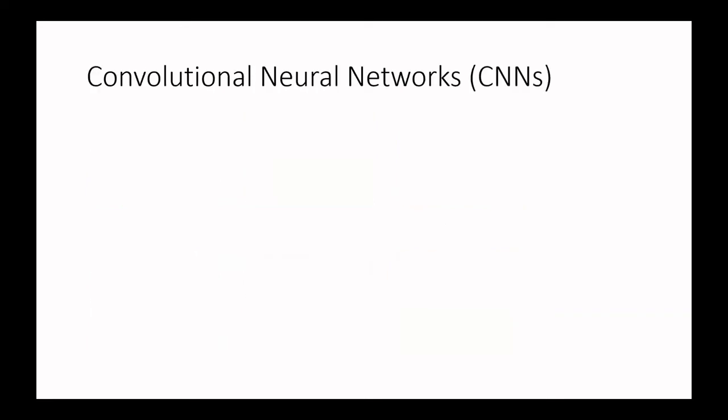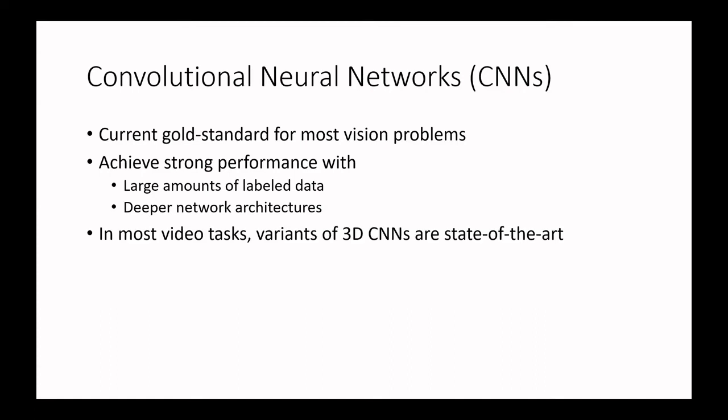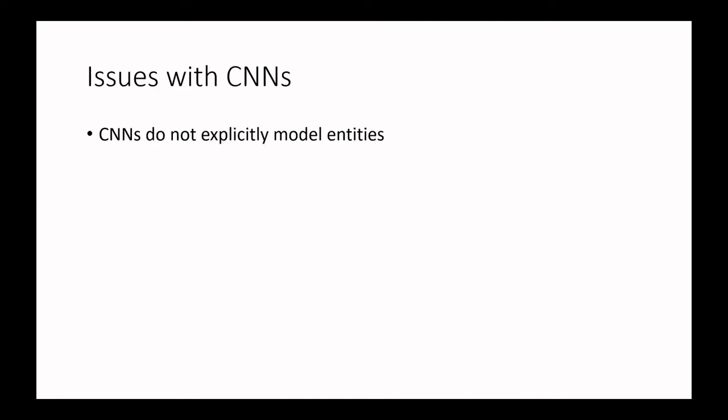So now, most of the work you have learned in 5415, and so far what I have talked about is using CNNs, the convolutional neural network. That's kind of the gold standard, and it achieves strong performance. It needs a large amount of labeled data, deeper architectures, and all this. And for video, it's just a 3D CNN as compared to a 2D CNN for images.